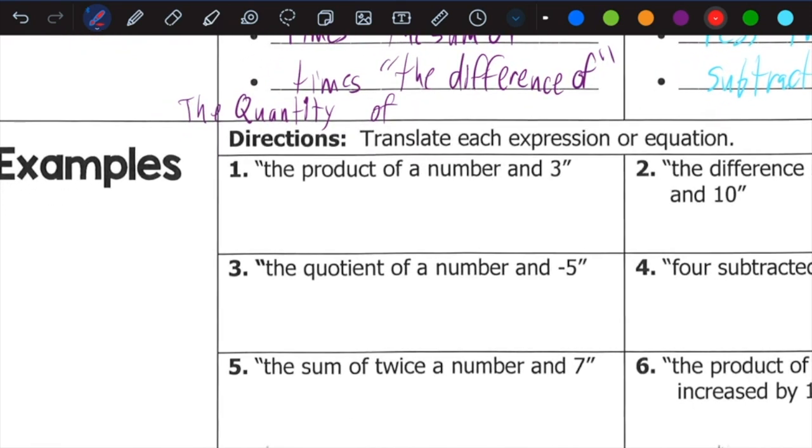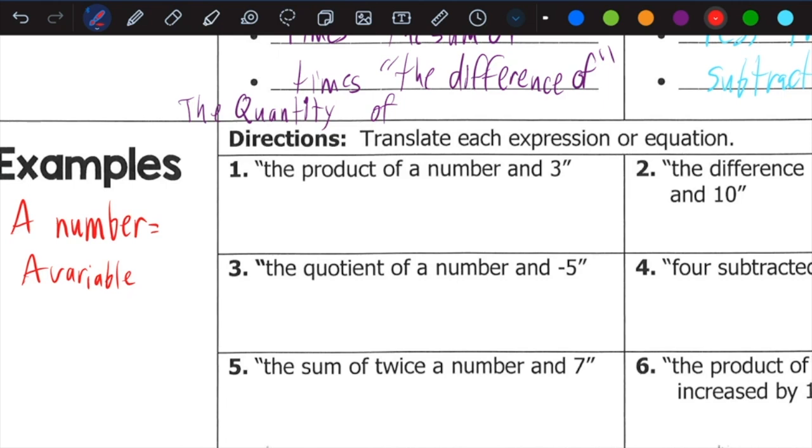Now, something I need you to know is all of these will say a number. And when it says a number, it's not asking you to pick a number like 12 or something. It's instead asking you to make it a variable. So anytime we say a number, we mean a variable. And so you get to pick whatever variable you want to put there. Most common one is x. A lot of times people might put N for number even.